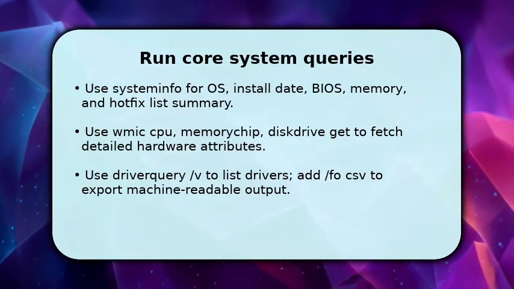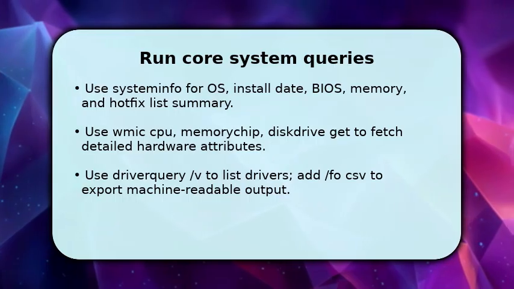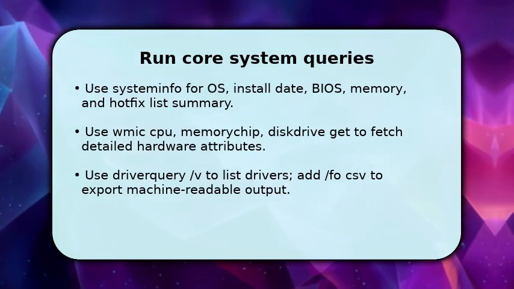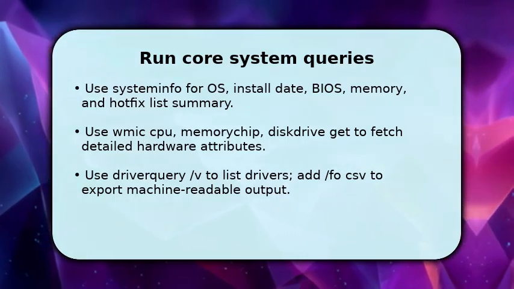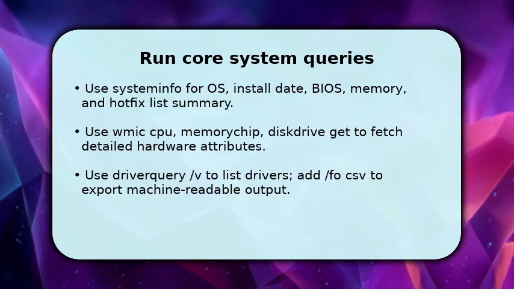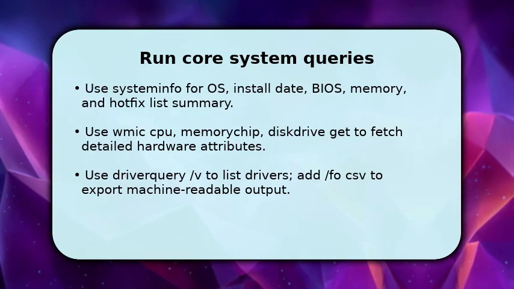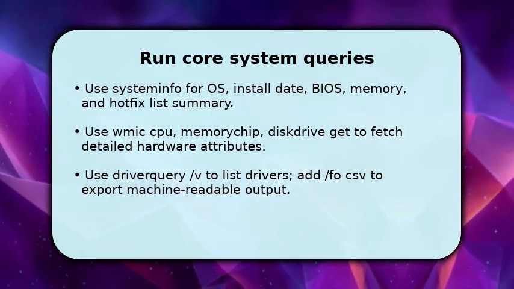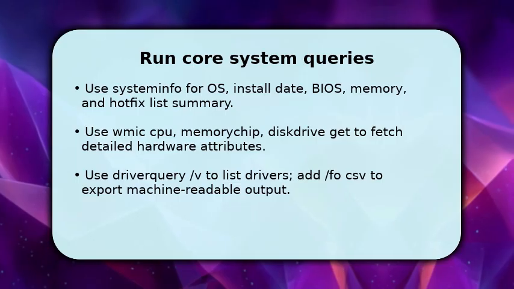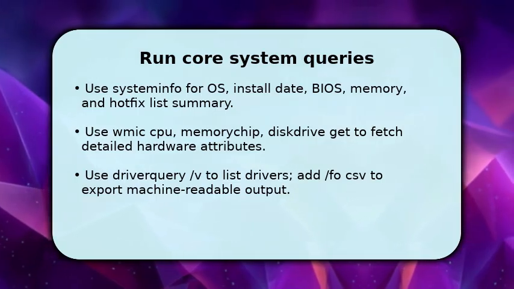Type systeminfo and read the OS, BIOS, memory, and update summaries. It's quick and comprehensive. For detailed hardware fields, run wmic cpu get name,numberofcores /format:list, and wmic memorychip get capacity,devicelocator to see per module info. This is why you opened an elevated prompt.